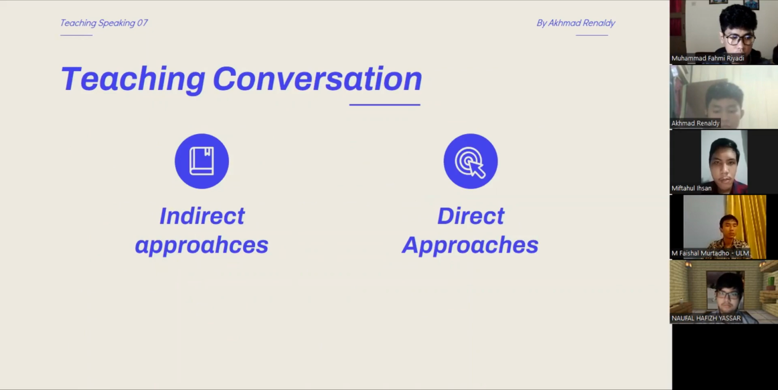Next is teaching conversation. There are two major approaches for teaching conversation. The first one is indirect approaches. The indirect approach implies that one does not actually teach conversation, but rather that students acquire conversational competence peripherally by engaging in meaningful tasks. And the second one is direct approaches, which explicitly call students' attention to conversational rules, conventions, and strategies.